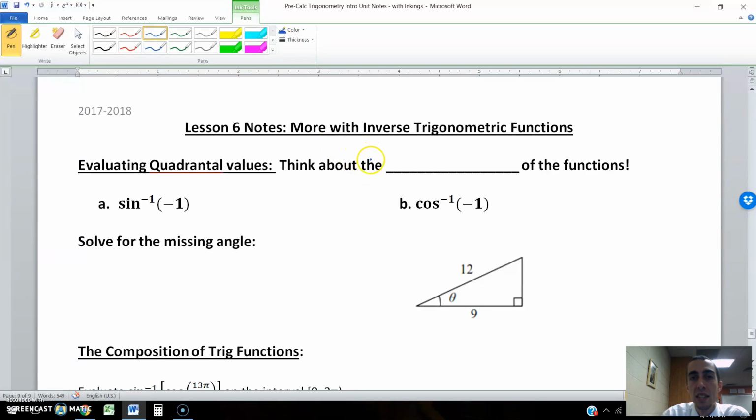Hello again. Today we're going to continue with our study of inverse trig functions. We're going to start by evaluating some quadrantal values. So remember with an inverse trig function that you put in a trig value and your output will be an angle. So you want to know which angle has a trig value of -1, a sine value of -1. So this -1, we can't draw a triangle for that with a sine of -1. So we need to think about the graphs of the functions.